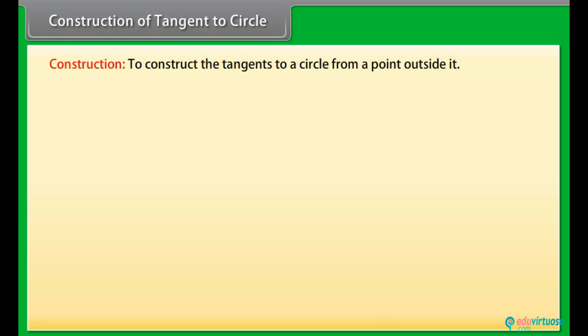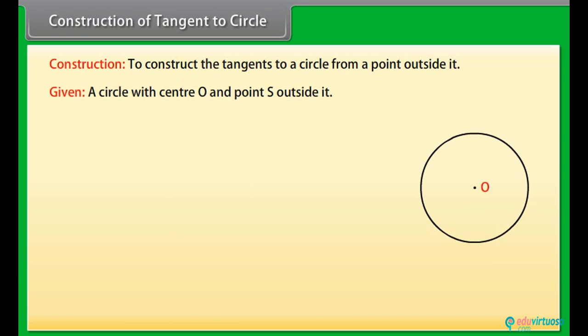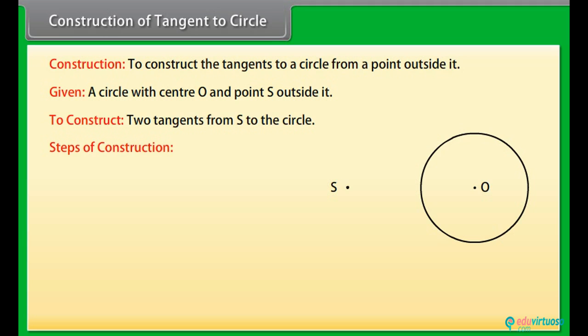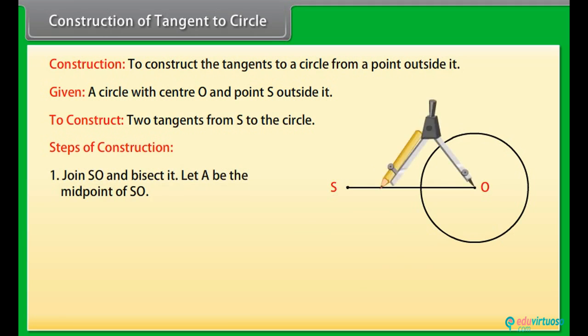Construction. To construct the tangents to a circle from a point outside it, we are given a circle with center O and a point S outside it. We have to construct the two tangents from S to the circle. Steps of construction. Join SO and bisect it. Let A be the midpoint of SO.